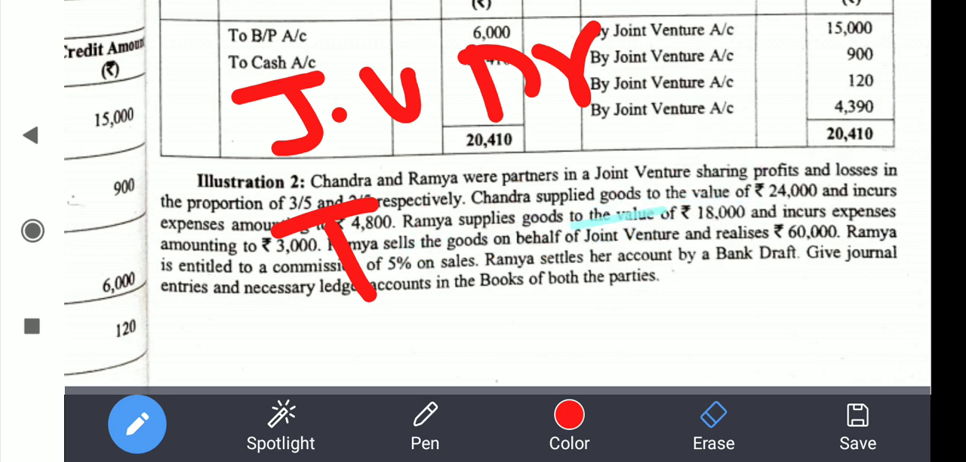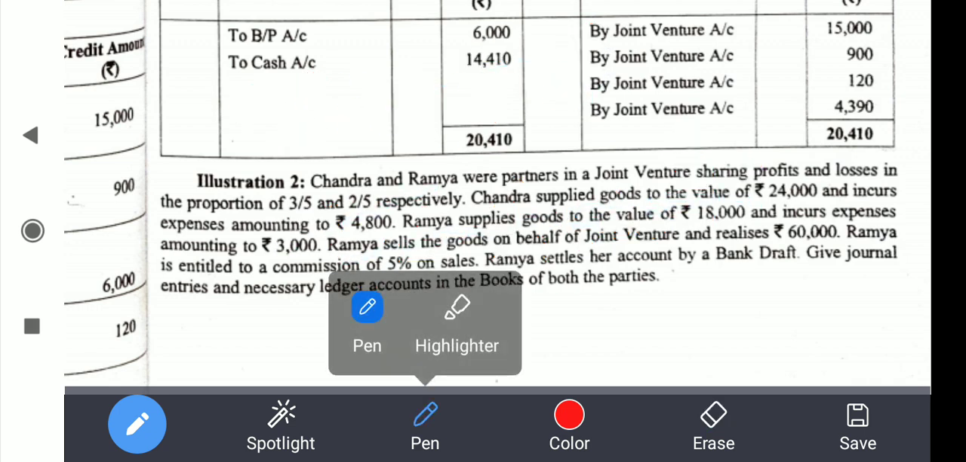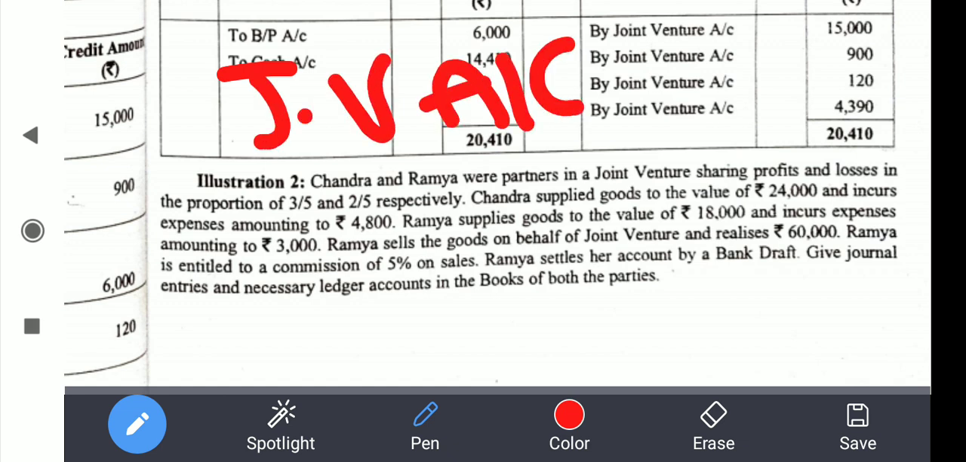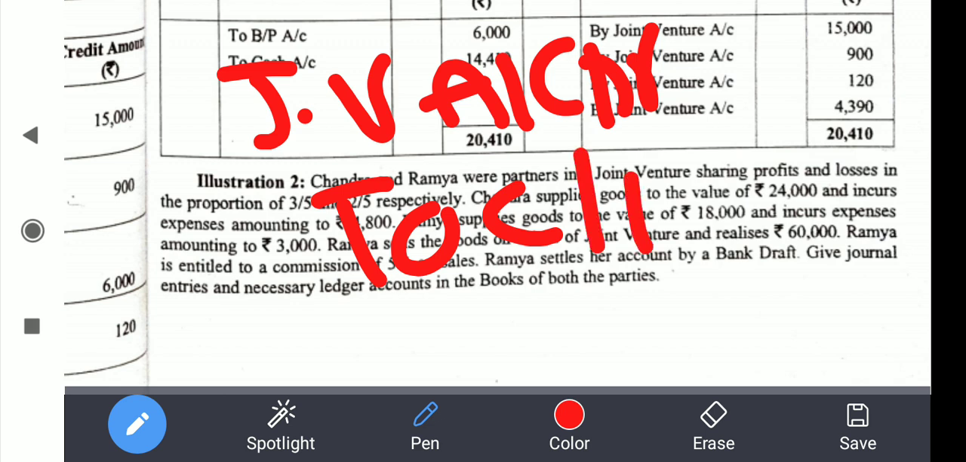Next, Ramya paid expenditure. What is the general entry? In the books of Chandra, it was recorded like joint venture account debit to Ramya account. But here we have to write only joint venture account debit to cash account or bank account, because Ramya's name should not be used in the books of Ramya. So we have to use just cash or bank. It is an expenditure paid by Ramya. Then sales made by Ramya. So what is the general entry?